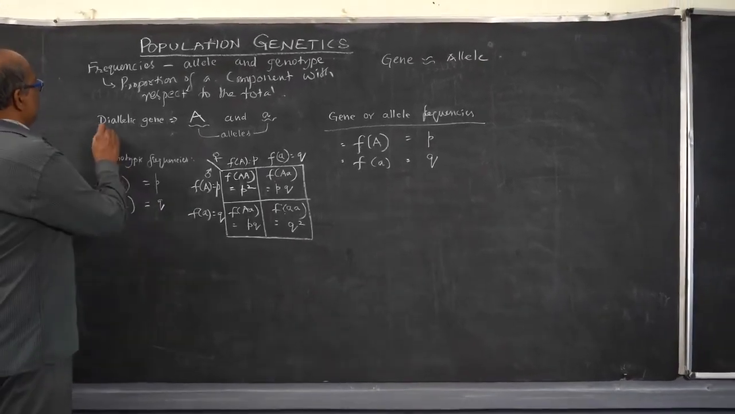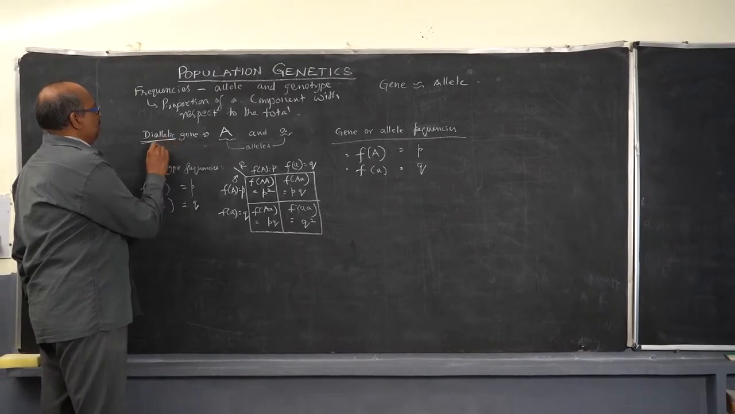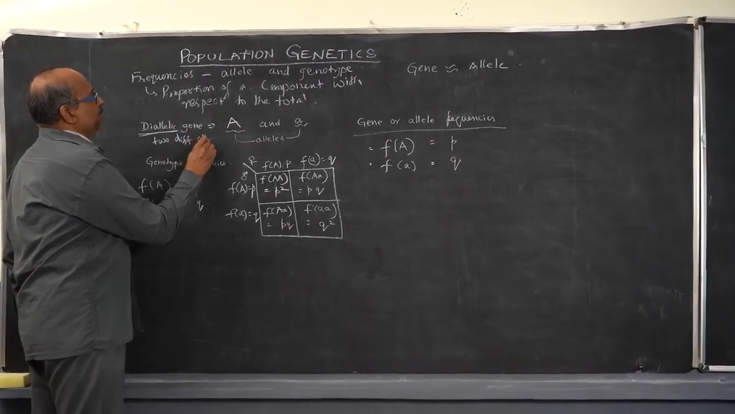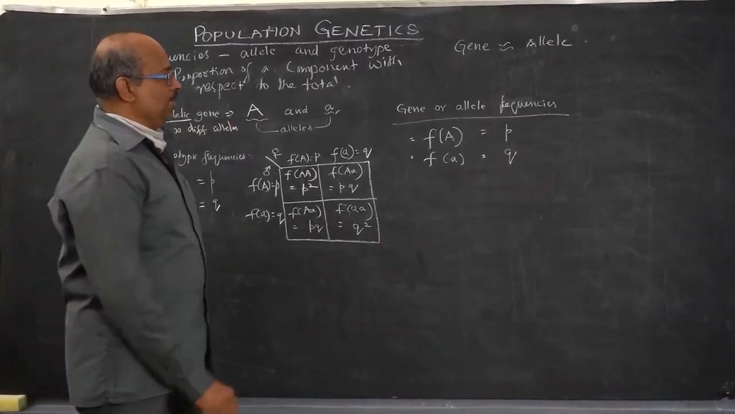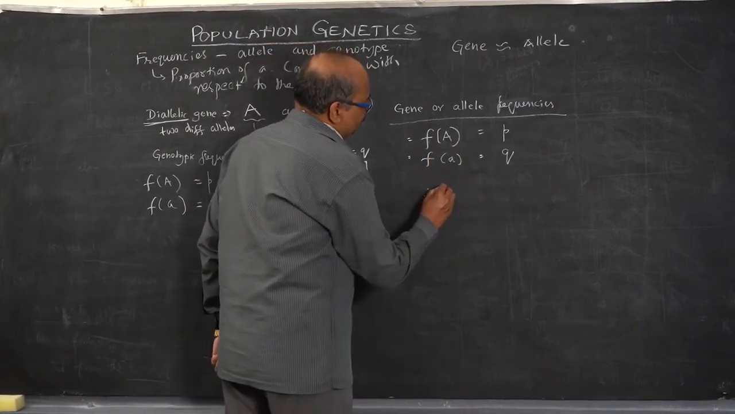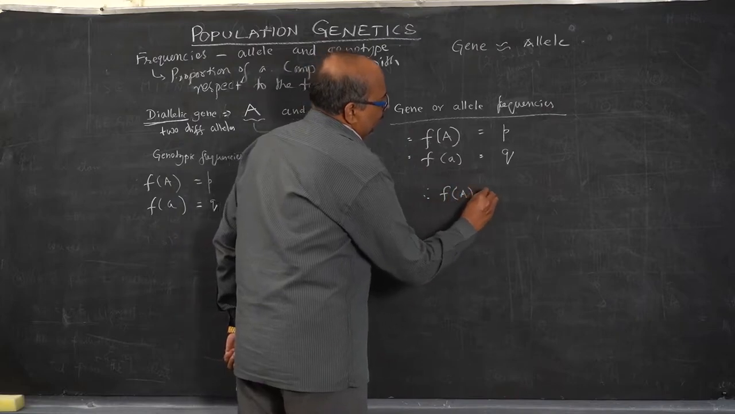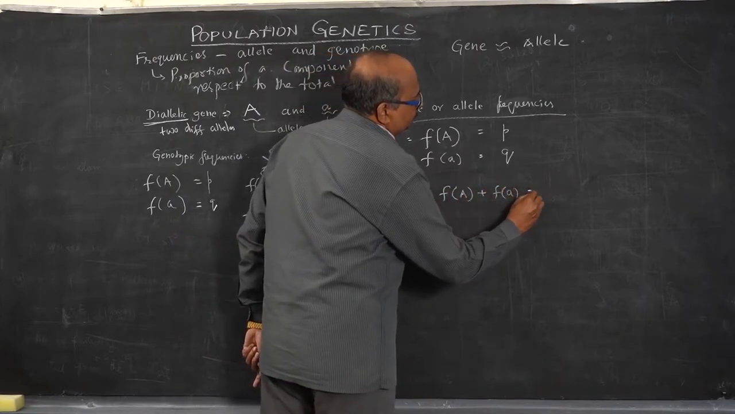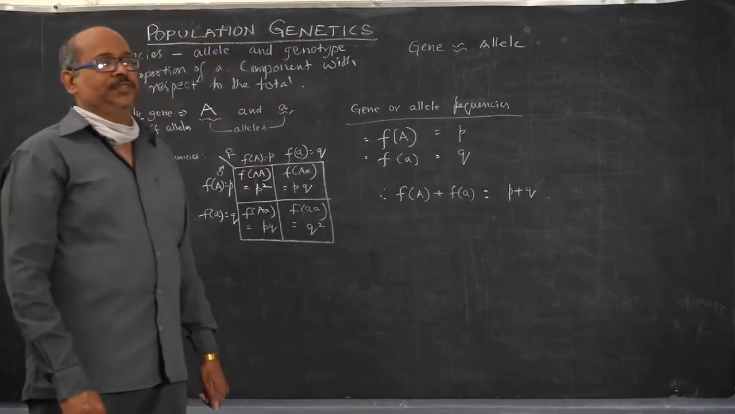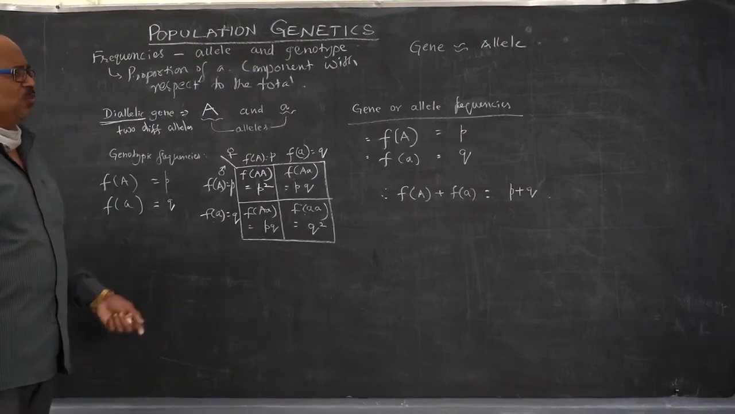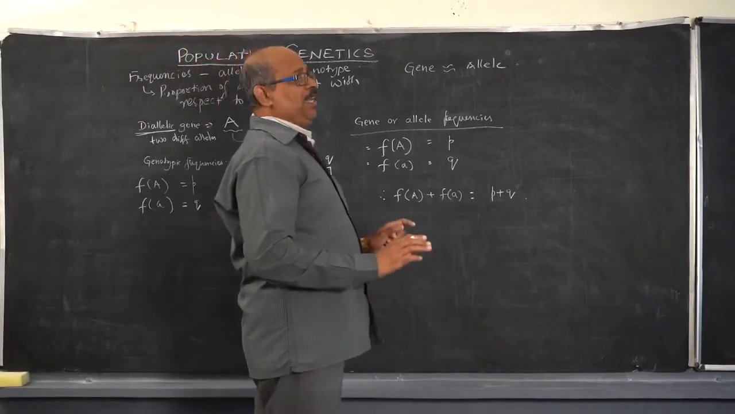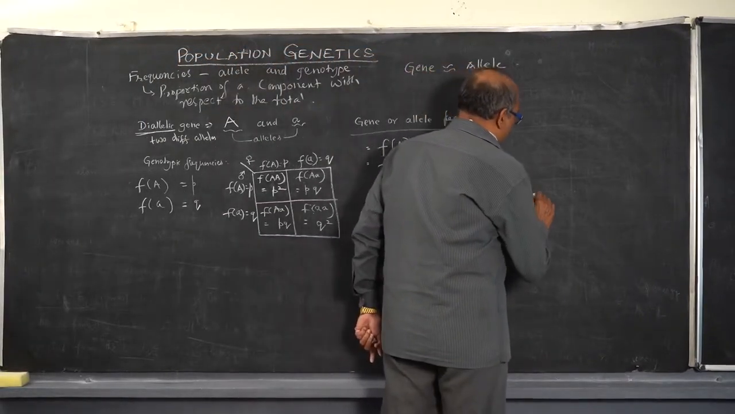Now we first said that this is a diallelic gene. That means we have only two different alleles. So when you have the sum of the frequencies of the two alleles, it will be P plus Q. Since we have only two alleles, only two frequencies, the sum total of the alleles should be equal to P plus Q, and this will be equal to 1.